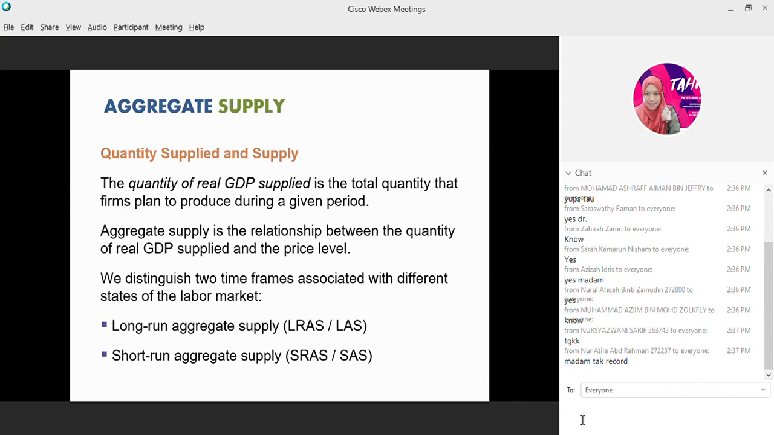Okay, so you can imagine that, for example, in Malaysia, we have so many types of product. So we are going to calculate the market value of all of these products and services to become GDP. So there is a formula or there is a format how to calculate GDP. So if you want to know this further, you can Google. Okay, but for now, enough for you to know that GDP represents the total quantity that firms produce in a certain period of time.